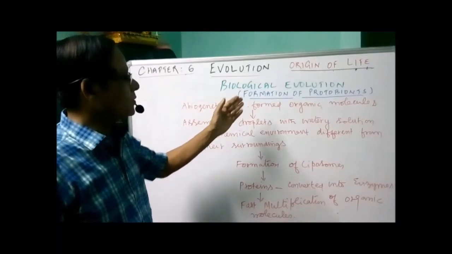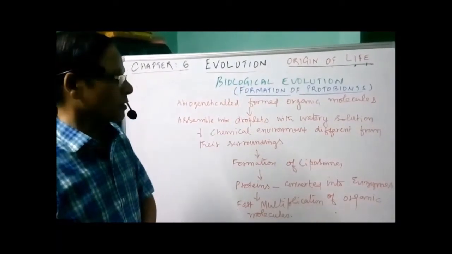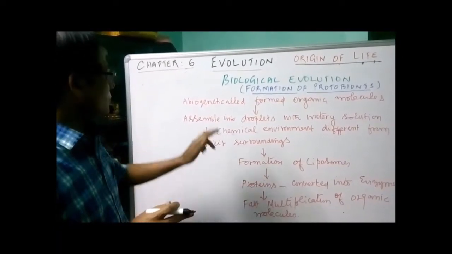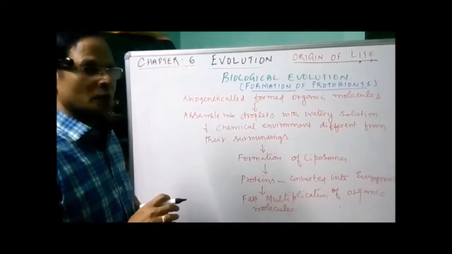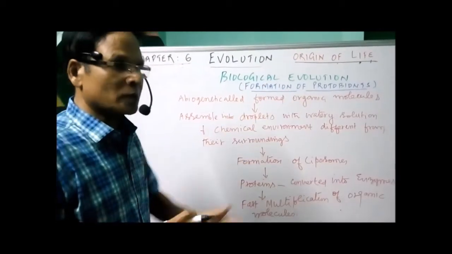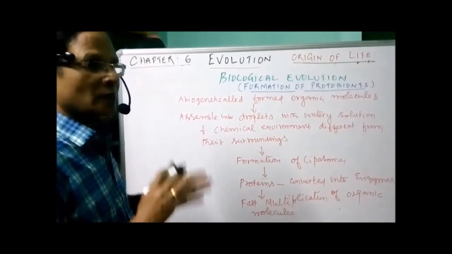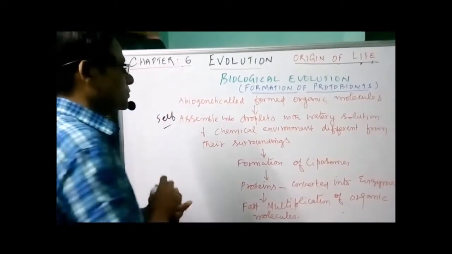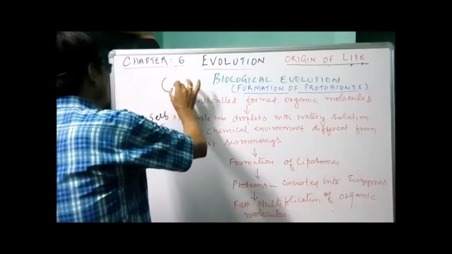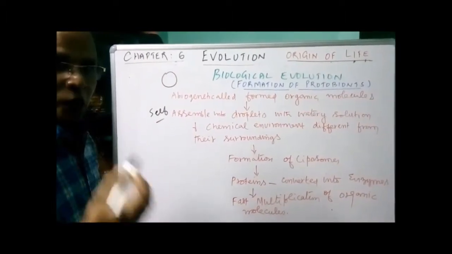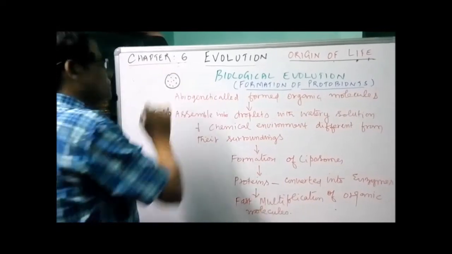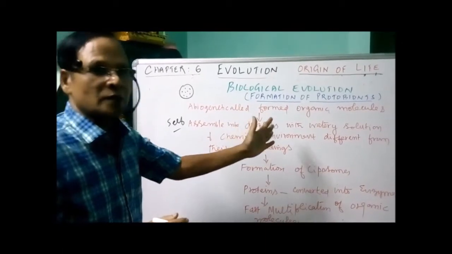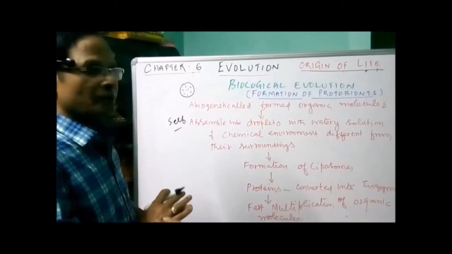Nothing but the first formed living cells, what are called the protobions. What's happening? We have already just formed the organic molecules which are formed by means of abiogenesis. So the abiogenetically formed organic molecules self-assemble into droplets. So we are forming the droplets and they enclose watery solution and they maintain a chemical environment entirely different from the surroundings. That is what is called the droplets.